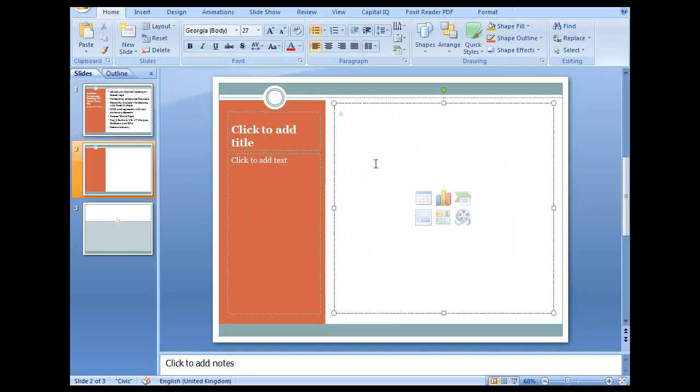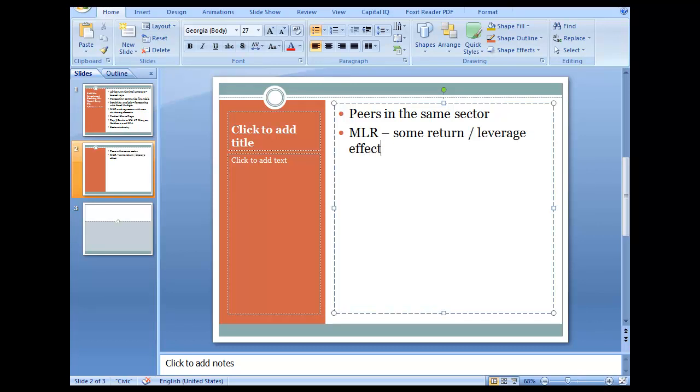The first would be what peers are doing, peers in the same sector. The second thing would be to draw a multiple regression or some kind of analysis on how return or leverage affects your multiple, because if something can increase your multiple, you are better off. And the final would be projecting your balance sheet for the next 5 years.